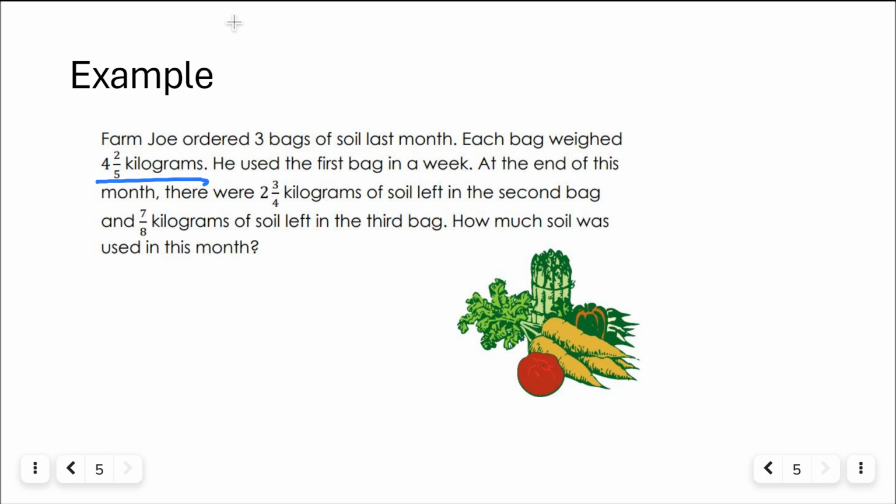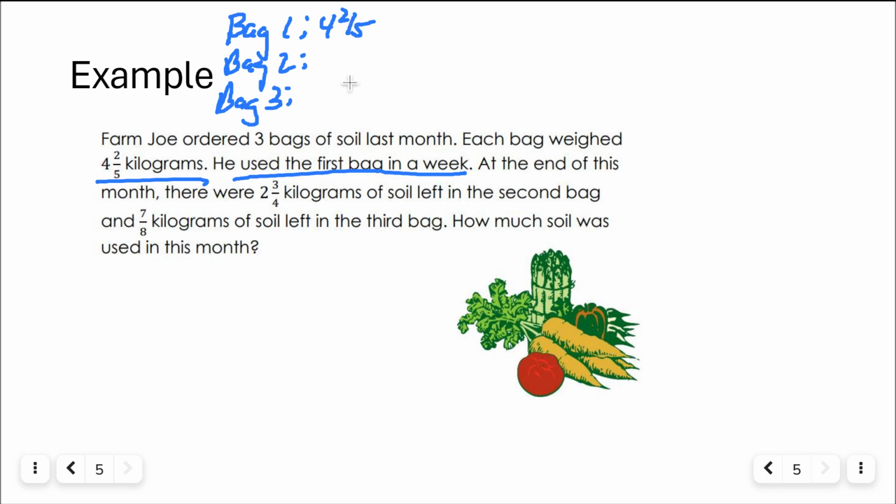Okay, so he's got 3 bags. Bag 1, bag 2, bag 3. Let's talk about bag 1. How much of bag 1 did he use? Well, he used the first bag, and the bag weighed 4 2/5 kilograms. So he used the whole thing. In bag 2, at the end of the month, there were 2 3/4 kilograms left in the bag. So that means how much did he use?